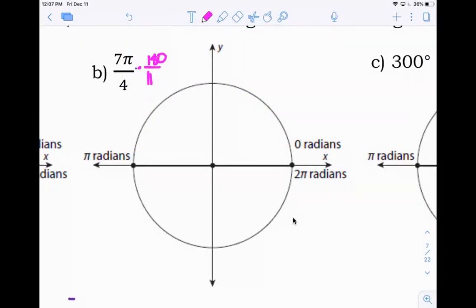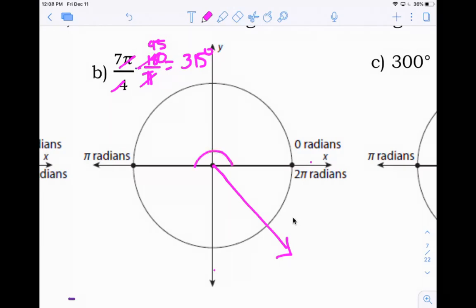180 over pi. That would be 45. And 7 times 45, 315. Okay, see, I think I can get a better idea about where 315 is. I think 315 is going to be down here. In between 270 and 360. And it's actually halfway in between 270 and 360. So this is 315.